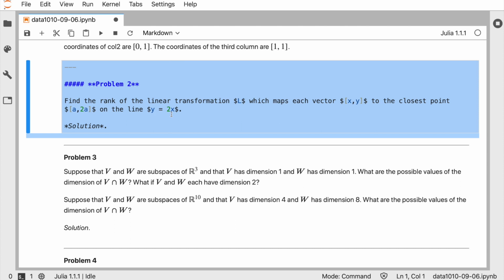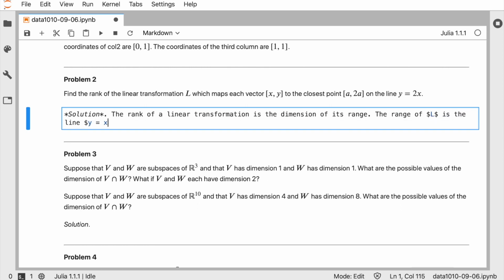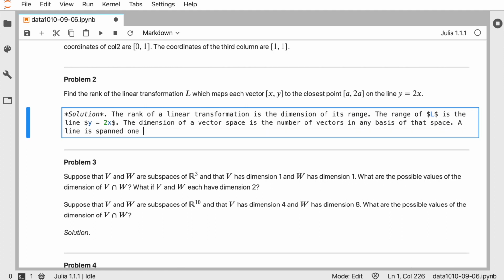And to recall some definitions, we can say the rank of a linear transformation is the dimension of its range, and the range here is a line. And a line has 1 dimension. If we want to break that down a little bit though, the dimension of a vector space is the number of vectors in any basis of that space, and a line is spanned by a single vector, any non-zero vector in that line, so its dimension is 1.